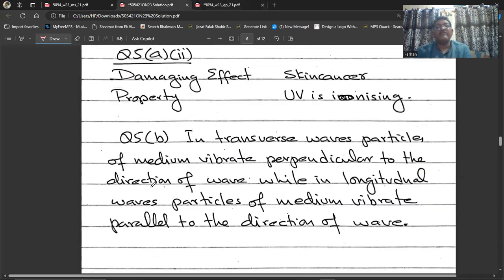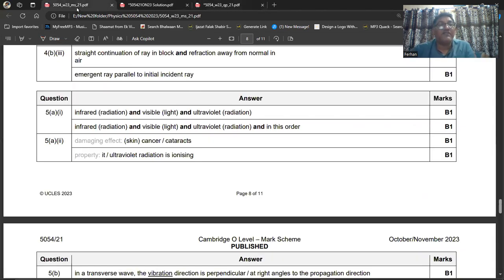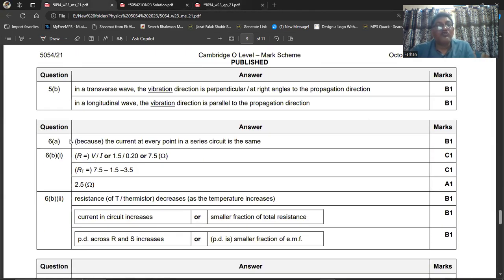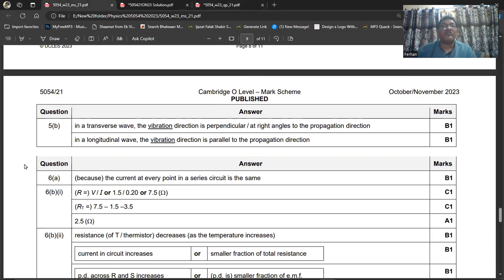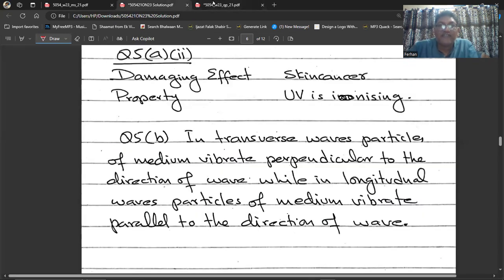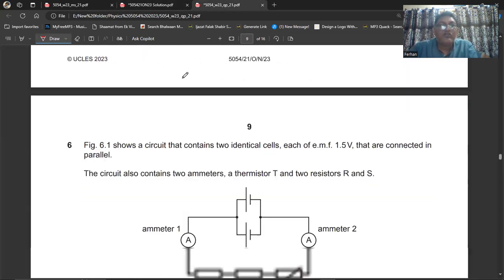Here is my written answer. In transverse wave, the particles of the medium vibrate perpendicular to the direction of the wave, while in longitudinal waves, particles of medium vibrate parallel to the direction of the wave. So here, my dear students, the marking scheme of question number 5B part is showing up. You can pause the video, take your time with this. This is my answer. And here we go to the next question.